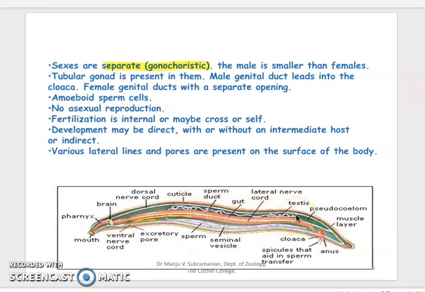Then the male genital tract leads to the cloaca. The female genital ducts with a separate opening are also seen. Then amoeboid sperm cells are present. No asexual reproduction is found. The fertilization is internal, or it may be cross or self, which we will come to in detail. Then development is direct, that is, with or without an intermediate host, or it can be indirect. Then various lateral lines and pores are present on the surface of the body. That's all in this video lecture.